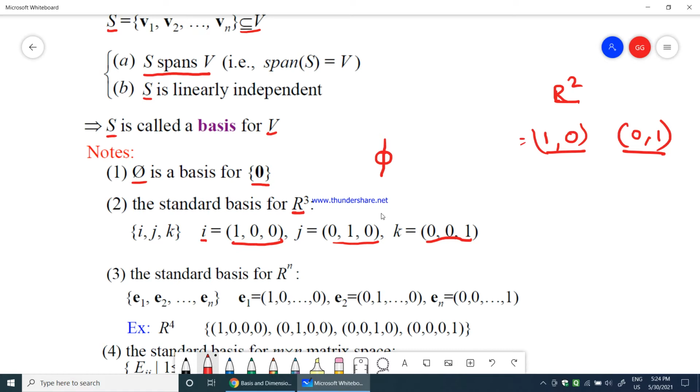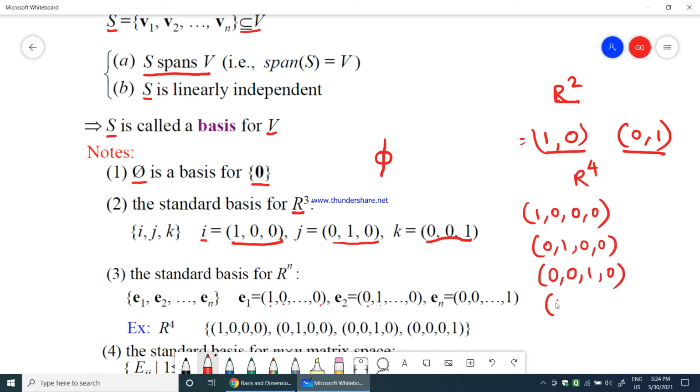Now what would be the standard basis for R power n? We normally go with E1, E2 and so on up to En, where E1 is (1,0,...,0), E2 is (0,1,0,...,0), and En is (0,0,...,1). If I say R power 4, then the first basis vector is (1,0,0,0), the second is (0,1,0,0), the third is (0,0,1,0), and the fourth is (0,0,0,1). This would be the basis for R power 4.